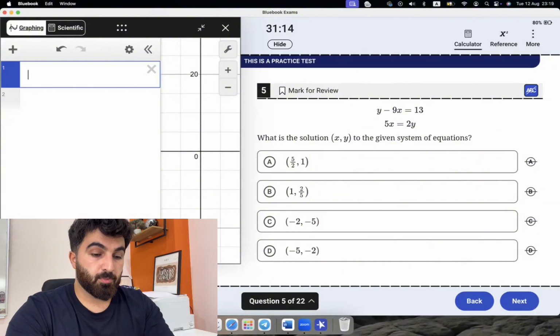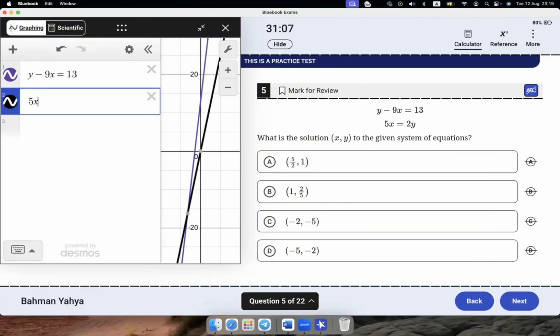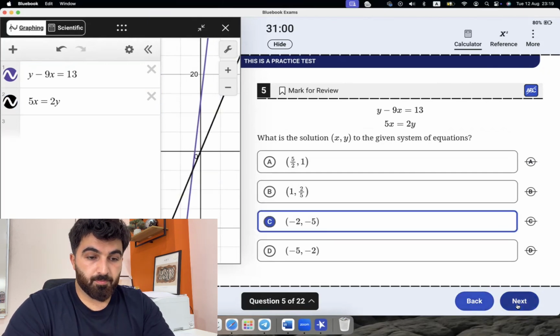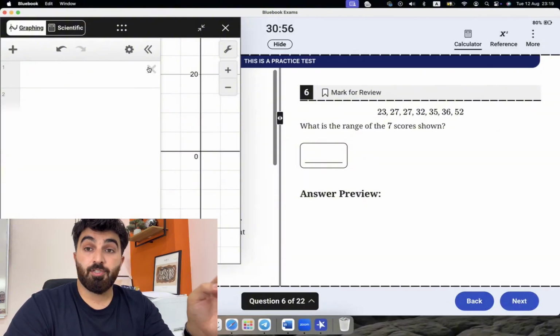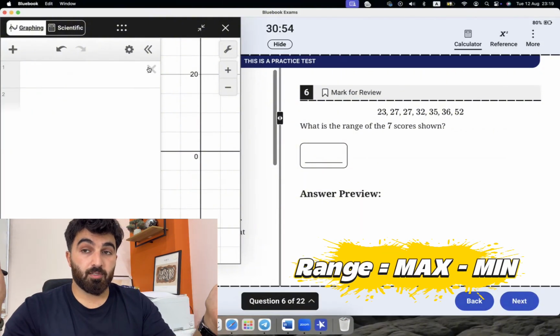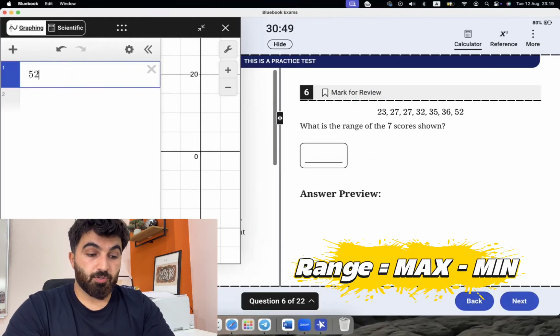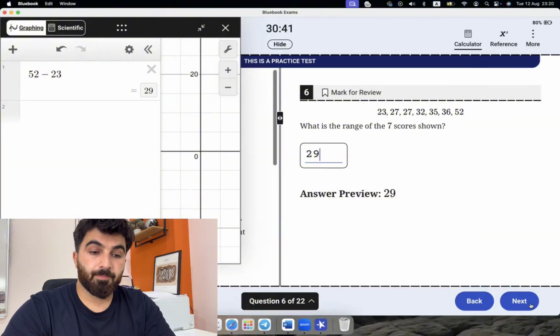Whenever you see a system of equations, do not lose time. Just type it into the decimals. -2, -5. That's it. C is the answer. And question 6, what's the range of the scores? Range is the difference between the greatest and the smallest one. The greatest one here is 52, the smallest one here is 23, so the answer is 29.